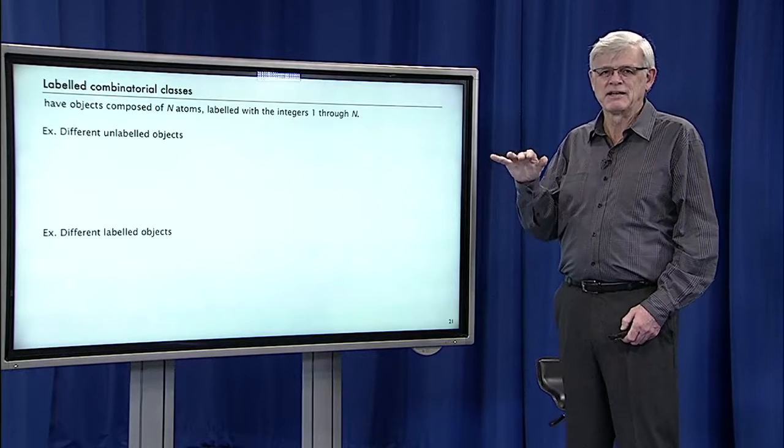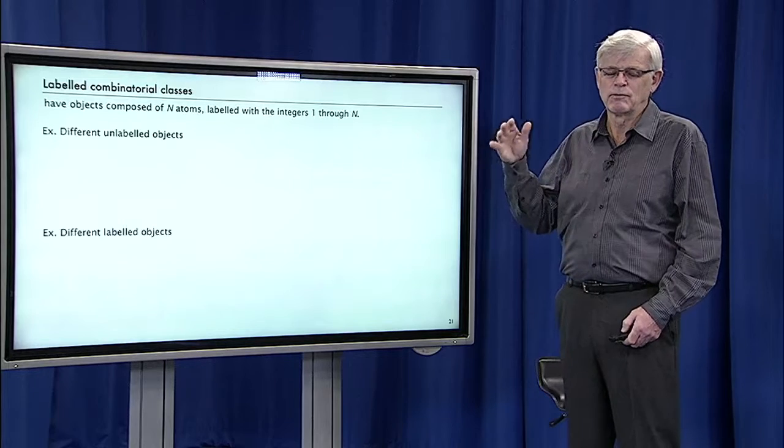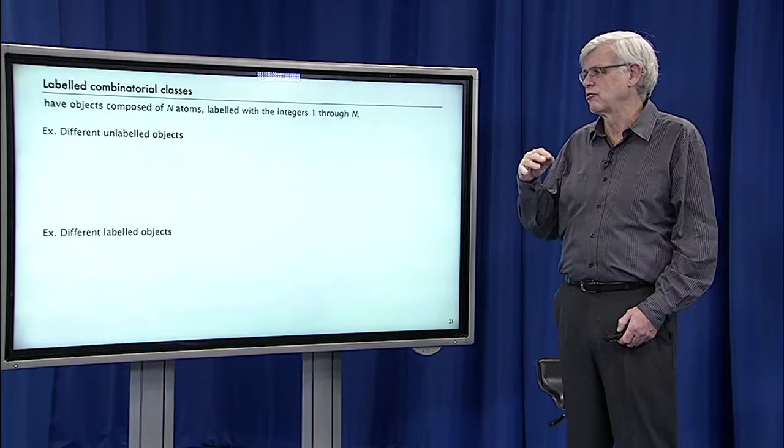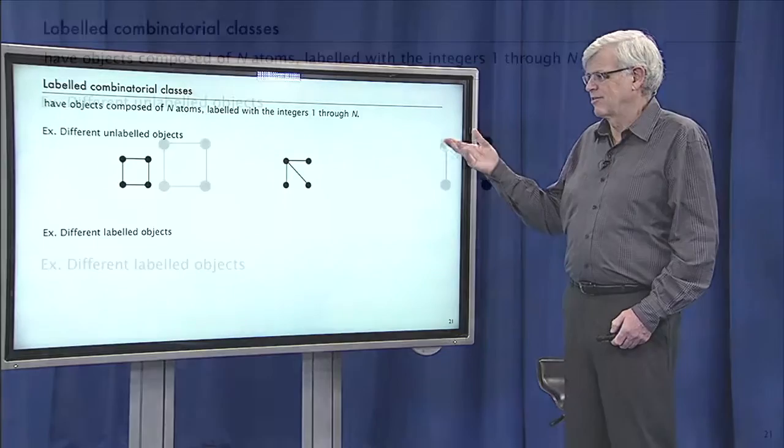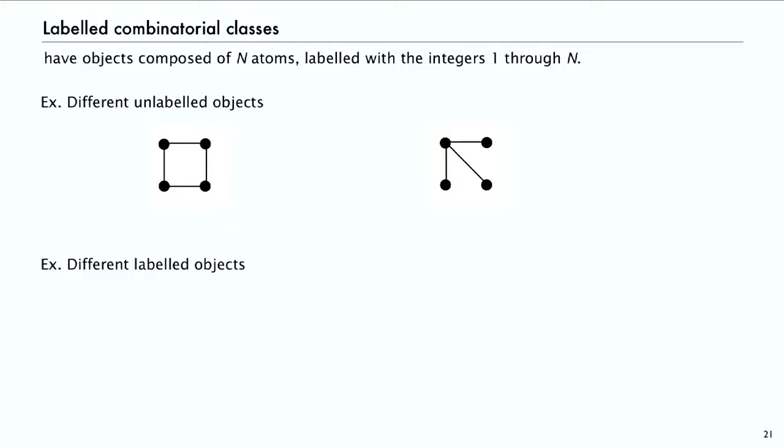And just to make that clear, we label them, consider them to always be labeled with the integers 1 through n. For just schematically, for unlabeled objects, you can consider those two objects to be different. They have a different structure. But when they're labeled, there's different ways to label them that make different objects. For example, that's two different ways to label that square.